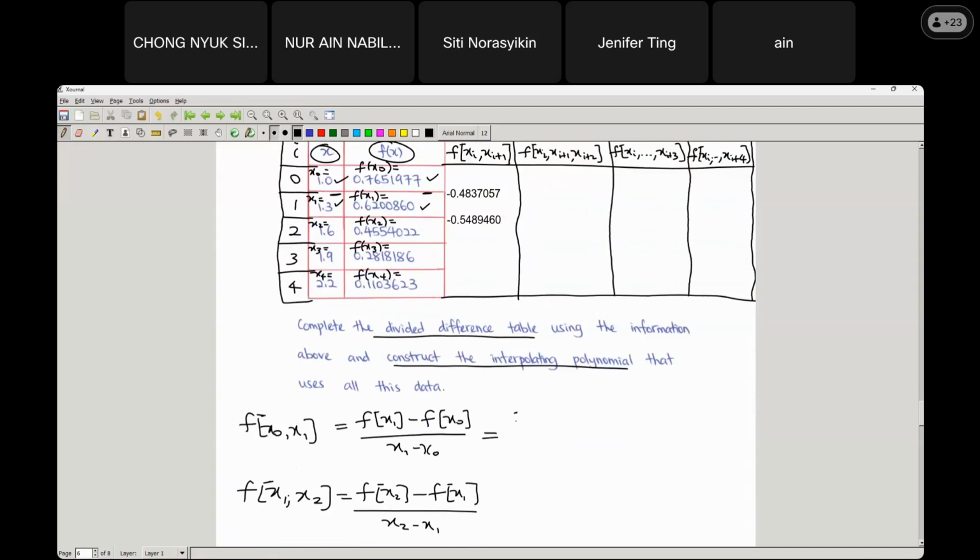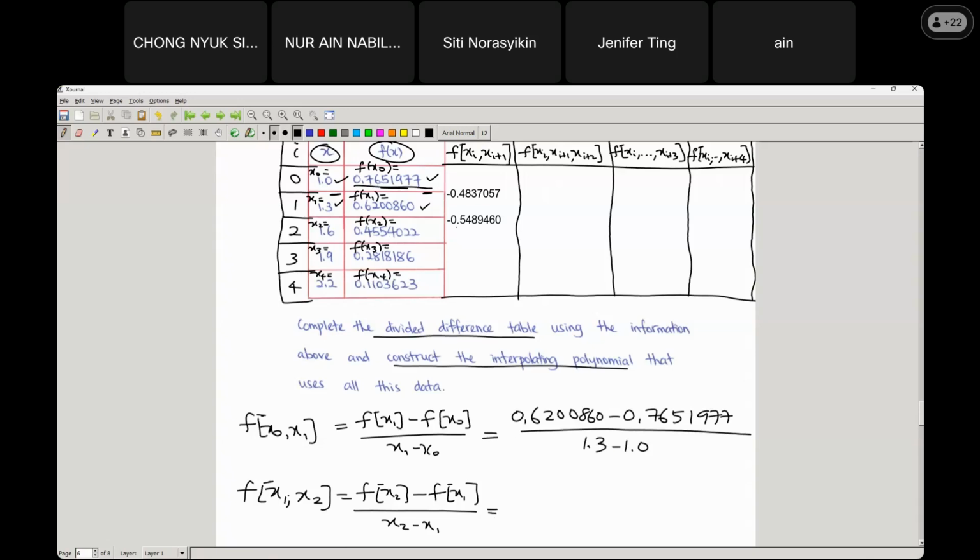Our f(x1) is 0.6200860 minus f(x0). So this is our f(x0). So this is 0.765197 divided by x1 minus x0. x1 is 1.3, x0 is 1.0. Okay, so this is how we do the calculation.